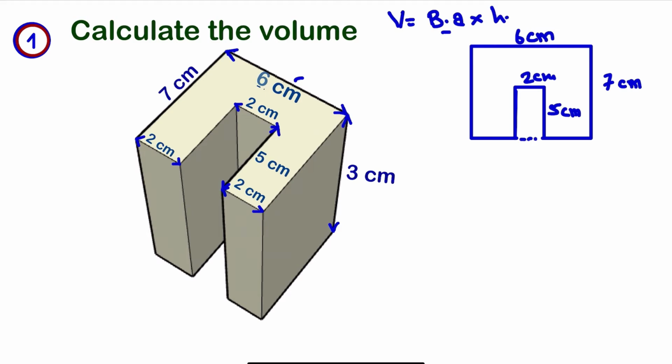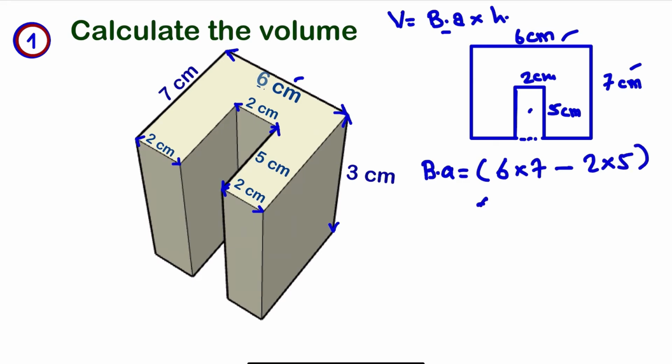So we are going to look at the area of this rectangle minus the area of this part that has been cut. The formula of area of a rectangle is length times width. So the base area will be equal to 6 times 7 for this area, minus this one that has been cut, 2 times 5.